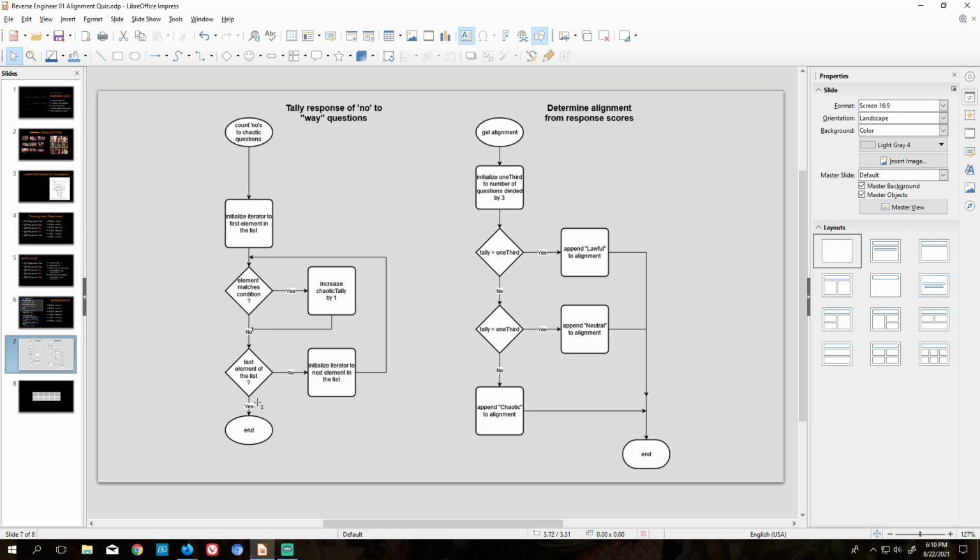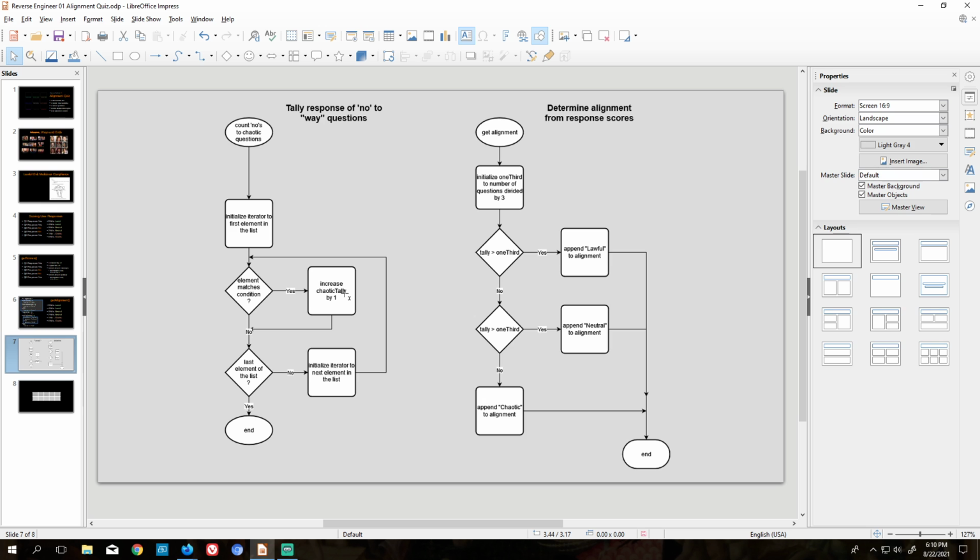So that's how the program works. It just cycles through the responses. If it's a no, add 1 to the number. If it's not a no, just keep going. And at the end, this number that we call chaotic tally should equal how many times you answered no. At that point, we run the next subroutine.